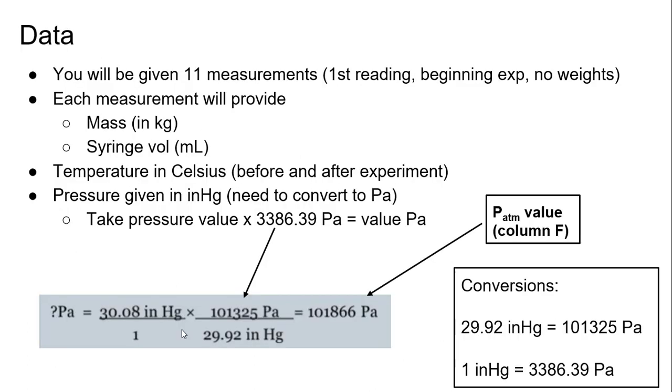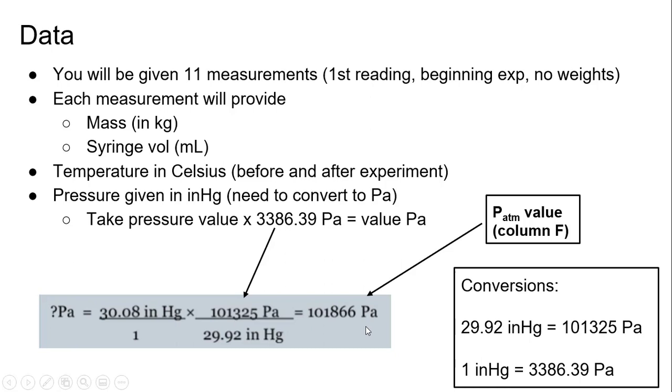Now we are dealing with atmospheric pressure. So what is our atmospheric pressure? In here we're dealing with pascals. I was given 30.08 inches of mercury, so I converted it. Here's your conversion, that's what you see here. If you multiply this, it gives you 3386.39, and that's the number. So honestly, if you just take your inches of mercury and multiply it by this, it gives you your pascals.